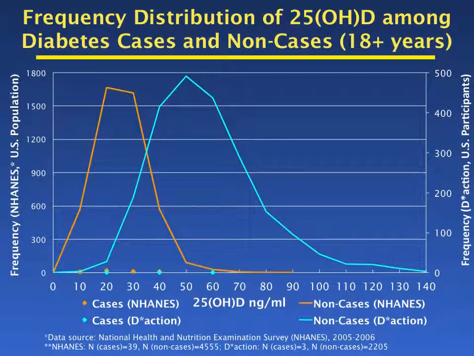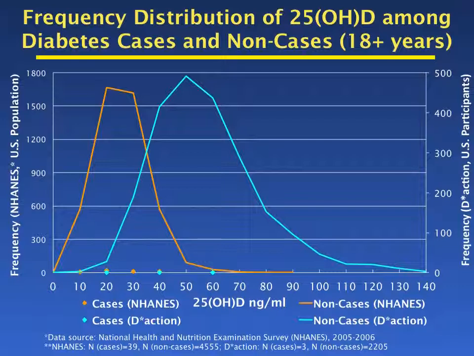Here we see the serum level distributions for the NHANES and D-action study population. On the x-axis is 25-hydroxy vitamin D levels, and the y-axis shows the number of participants. The left y-axis is for NHANES, and the right y-axis is for D-action. The two line curves show the serum level distribution for the non-cases in each cohort.